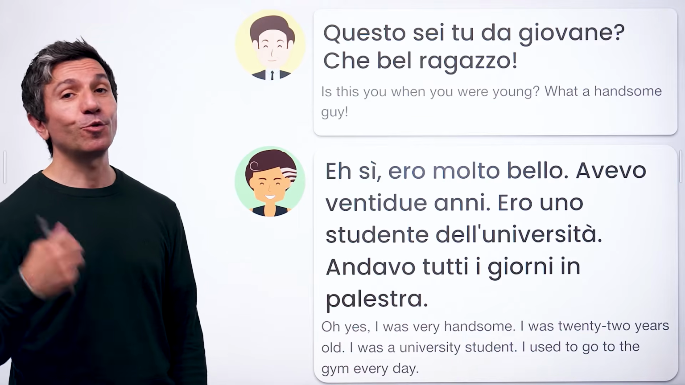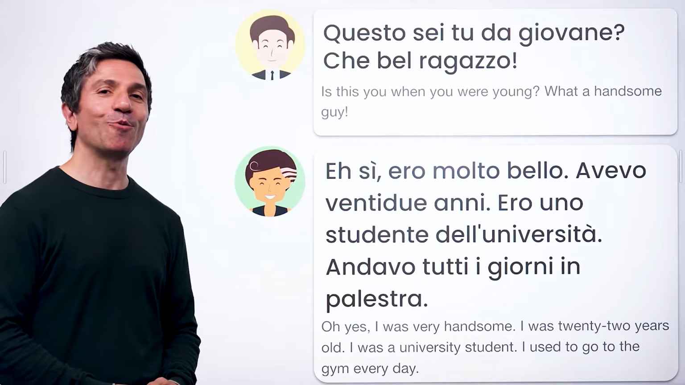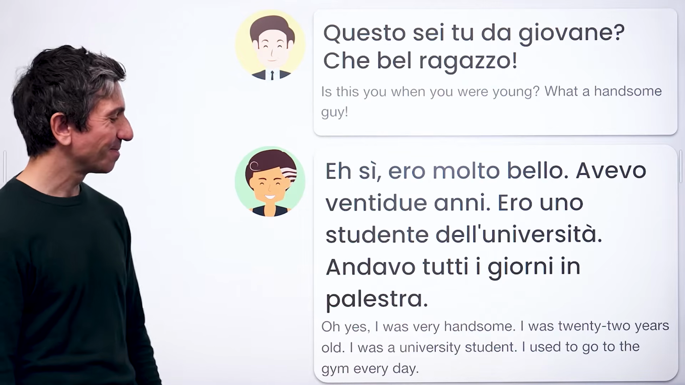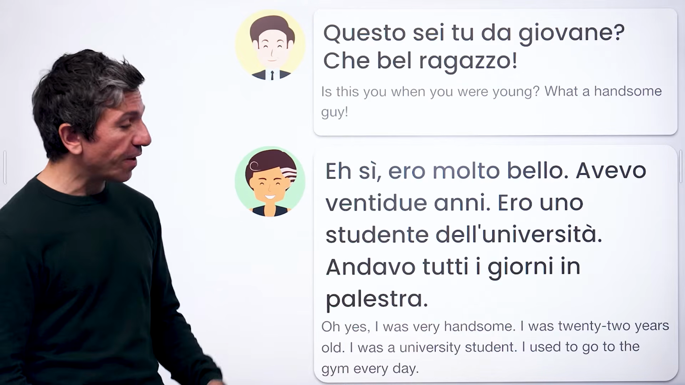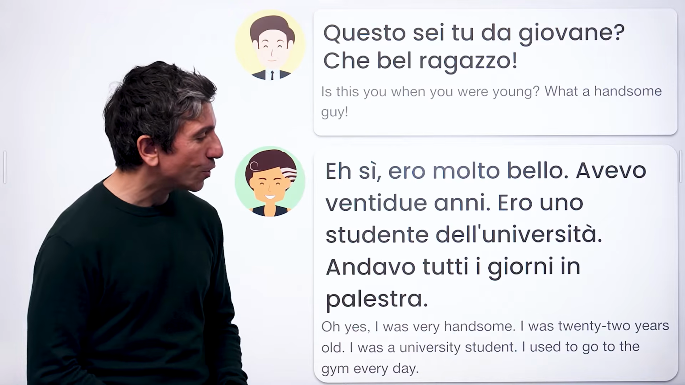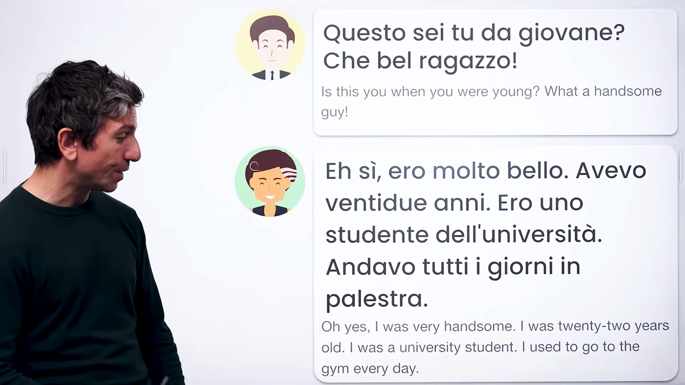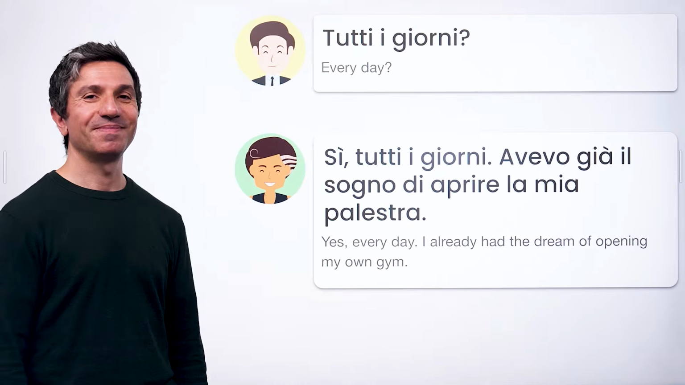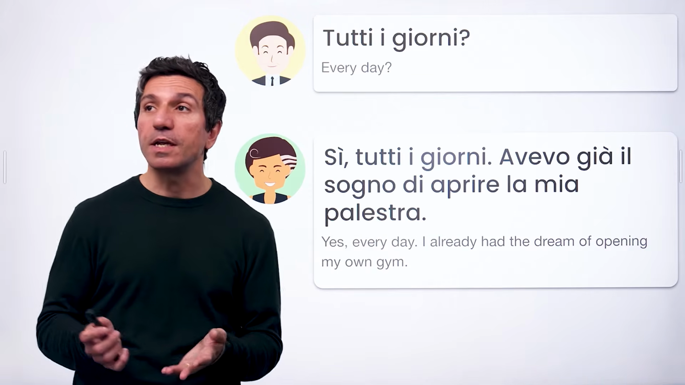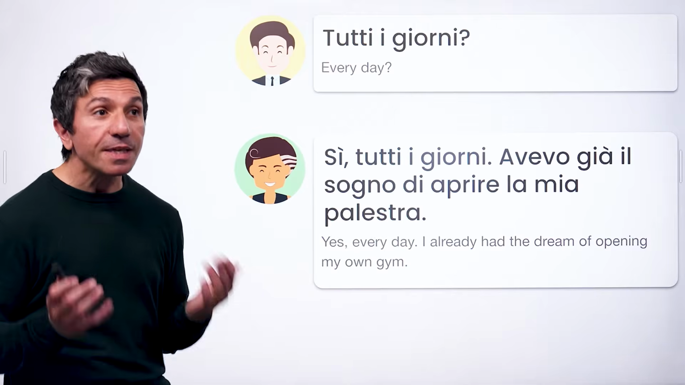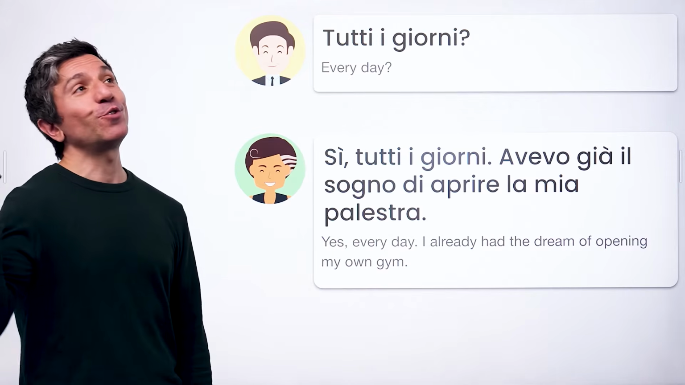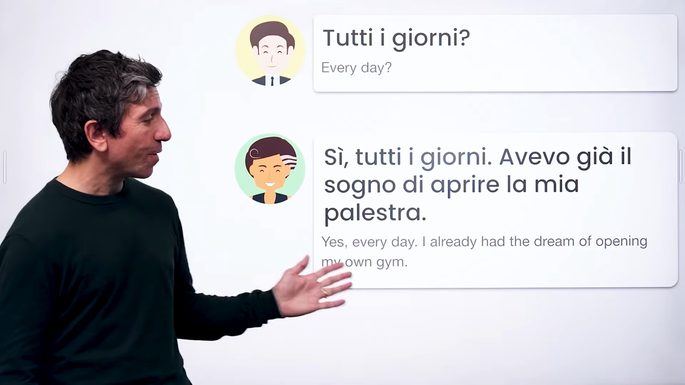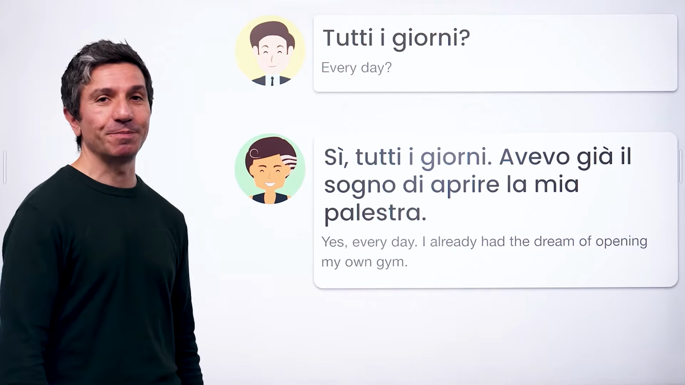Eh sì, ero molto bello. Avevo 22 anni. Ero uno studente dell'università. Andavo tutti i giorni in palestra. Oh yes, I was very handsome. I was 22 years old. I was a university student. I used to go to the gym every day. Tutti i giorni? Every day? Sì, tutti i giorni. Avevo già il sogno di aprire la mia palestra. Yes, every day. I already had the dream of opening my own gym.